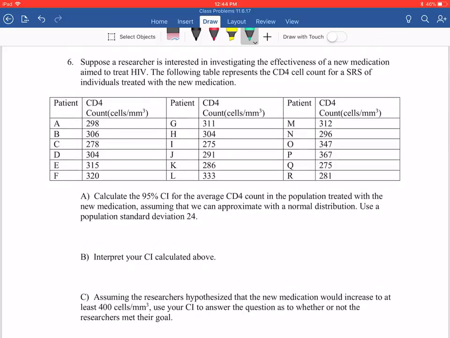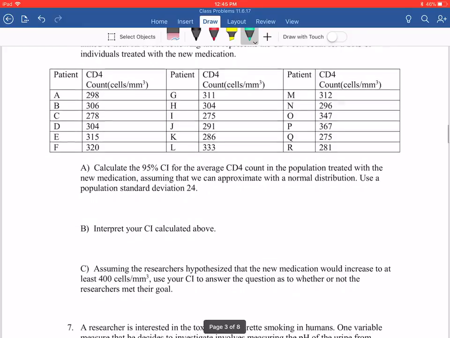Moving on to the big question here, which is question number 6. Suppose a researcher is interested in investigating the effectiveness of a new medication aimed to treat HIV. The following table represents the CD4 cell count for an SRS of individuals treated with the new medication. First thing in problem A, they want us to calculate a 95% confidence interval for the average CD4 count in the population treated with the new medication, assuming we can approximate with the normal distribution, use a population standard deviation of 24.